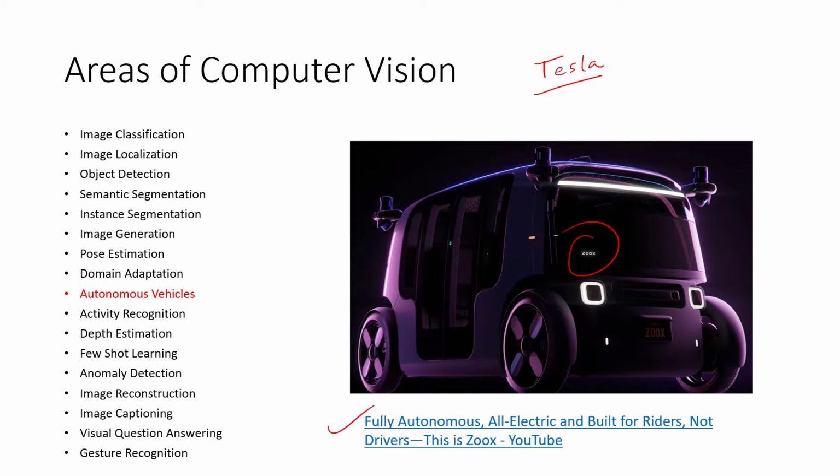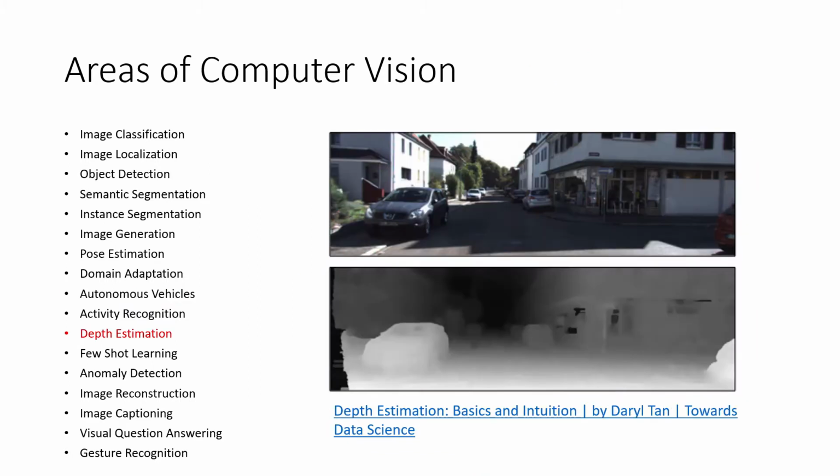I have seen the video on YouTube. Zoox has been acquired by Amazon lately. This is a 5-6 year old company, and what they have done is, you sit within the car and you are taken to a location based on whatever location you put. Depth estimation. So maybe you can make an inference out of it.